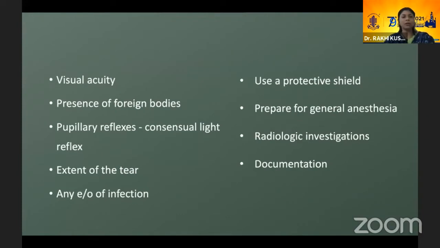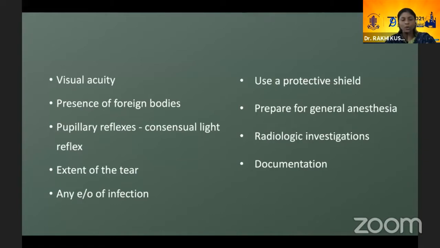In examination, the visual acuity is very important. If it is not possible to get a quantitative measurement, then we should go for accuracy of projection or perception of light. And sometimes even pupillary reflexes become very important, particularly the consensual light reflex in a case of unilateral trauma. Before planning the surgery, we need to know the site and extent of the tear, whether it is limited to the cornea or going beyond the cornea, to manage these cases.